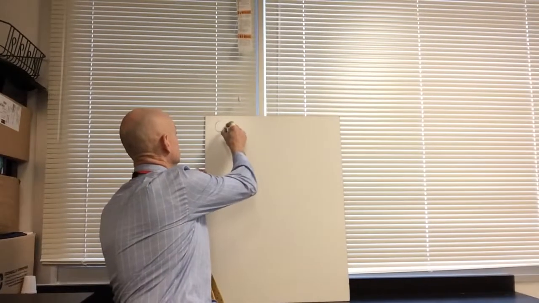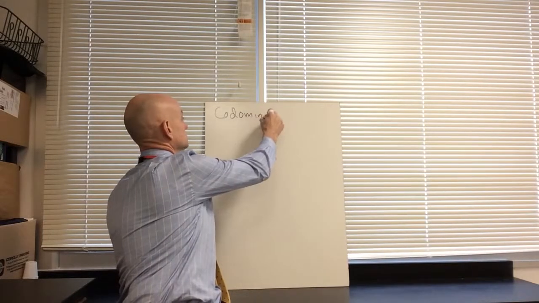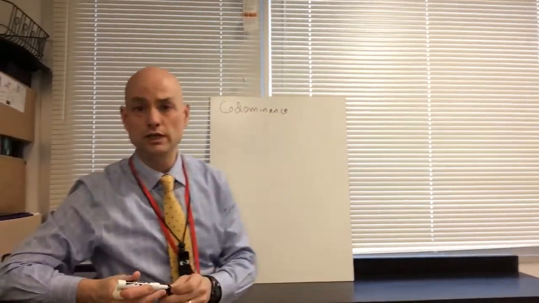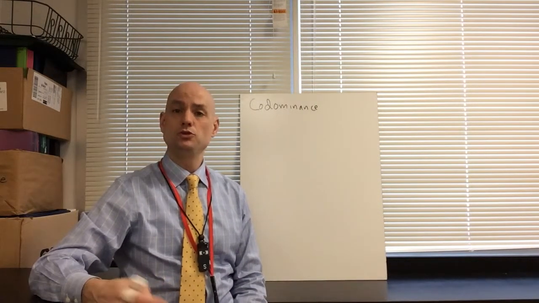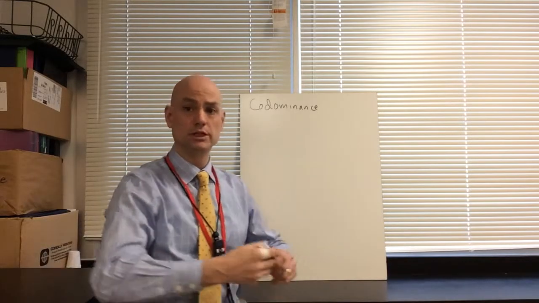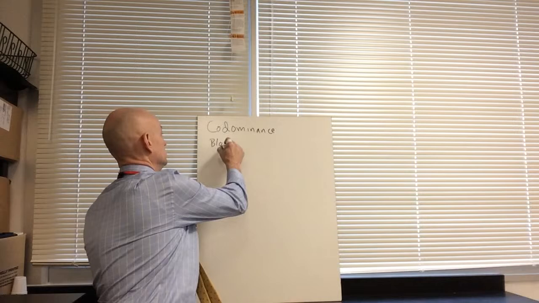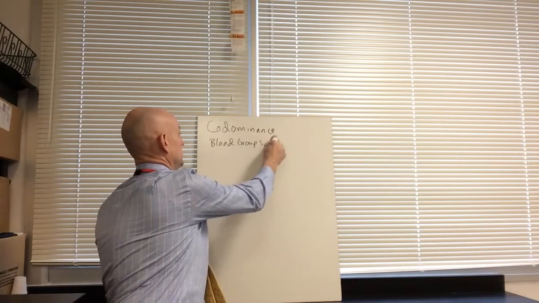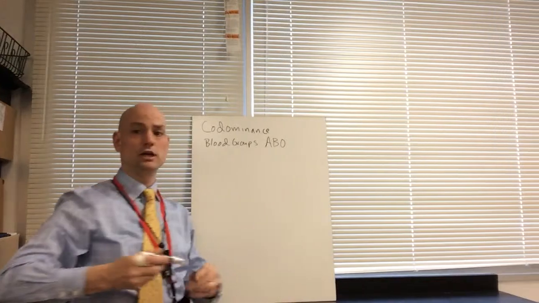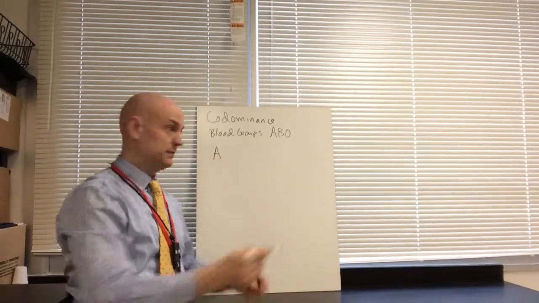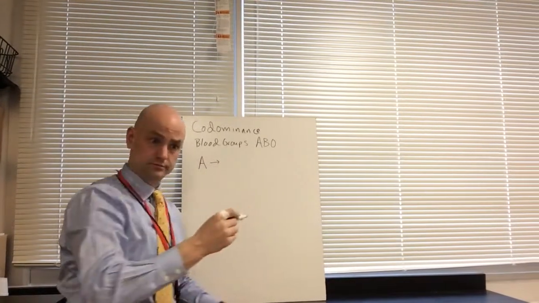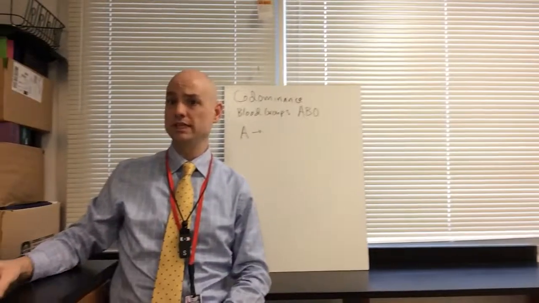Okay, everybody. So we're going to talk about what's called codominance. Codominance kind of refers to what happens if you have two traits that are dominant. And a great example is our blood groups: A, B, and O. Okay, so how does this work? So type A has a trait that expresses a protein on the surface.